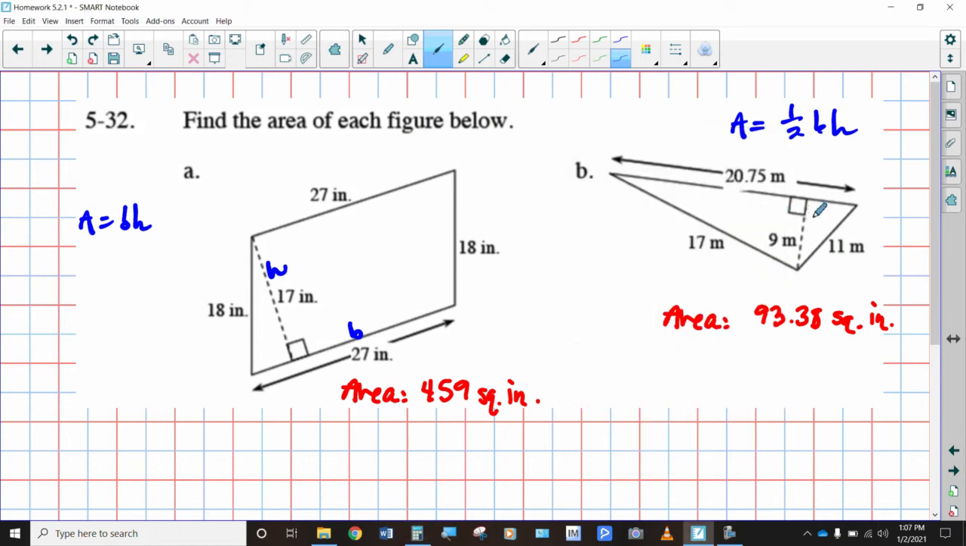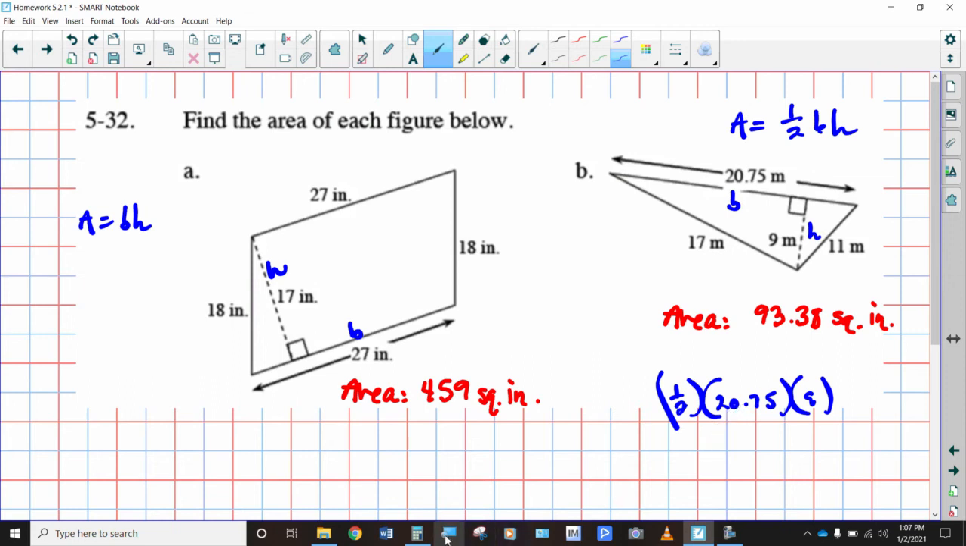The triangle, the base and height, same thing. You could literally have any one of these sides could be the base. The height has to be a perpendicular line from the base to the highest point of the triangle. So this is going to be your height, and this is going to be your base. So we're going to take 20.75 multiplied times 9, and then once again we multiply that answer times 1/2.